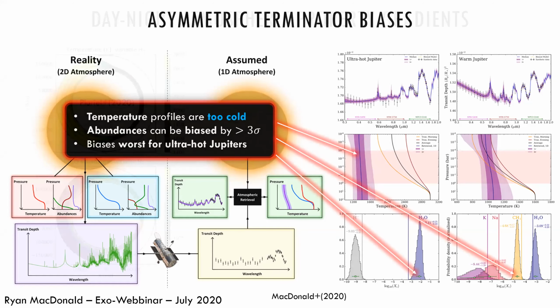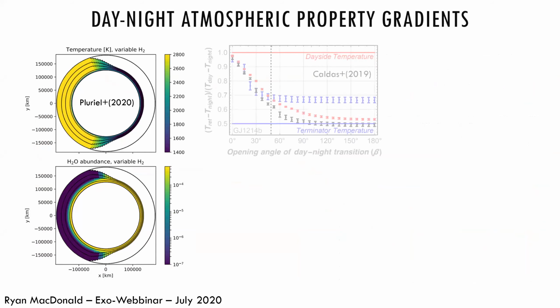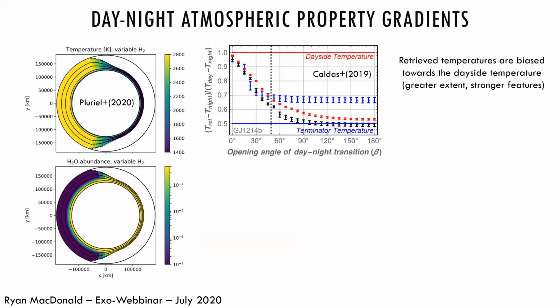And the final bias that I'll touch upon, in a nice series of papers by William Pluriel and Anthony Caldas from the Bordeaux group, has looked at if you rotate your planet around by 90 degrees, and now imagine looking at the day side and the night side instead of the morning and evening terminator.